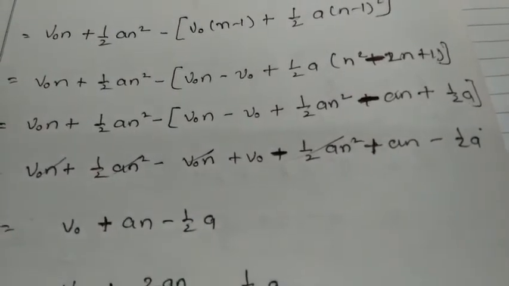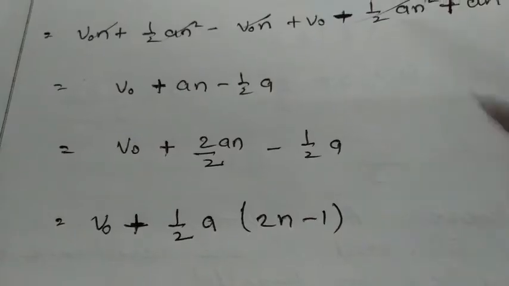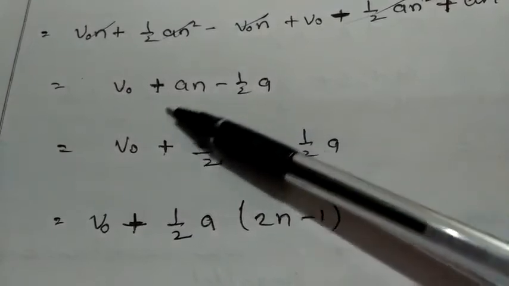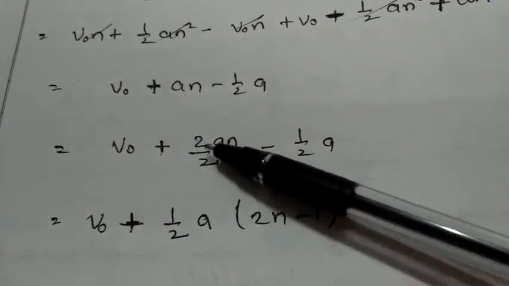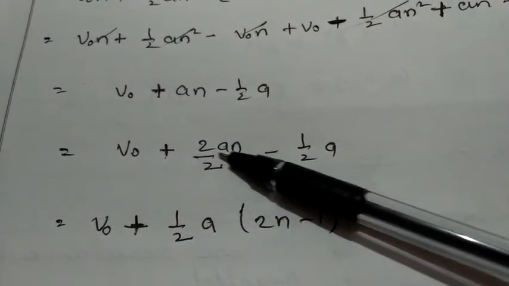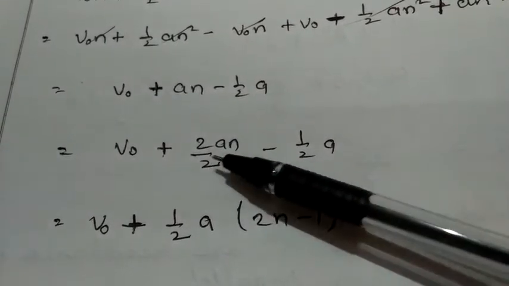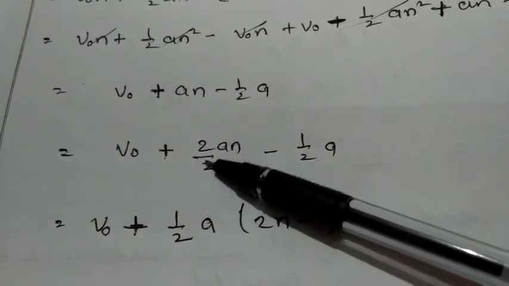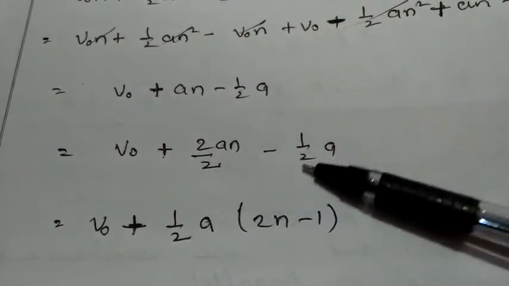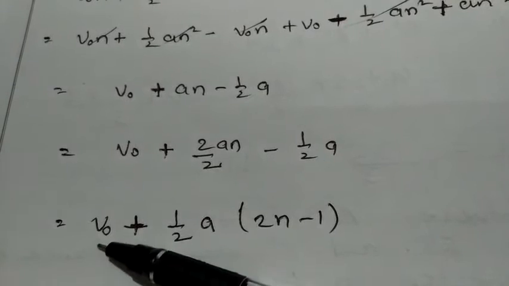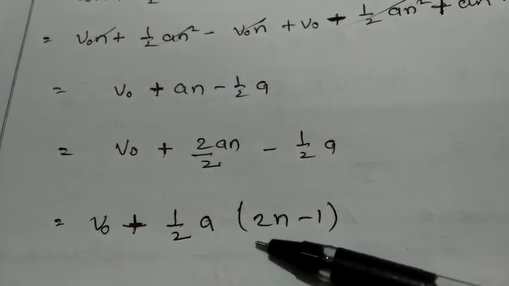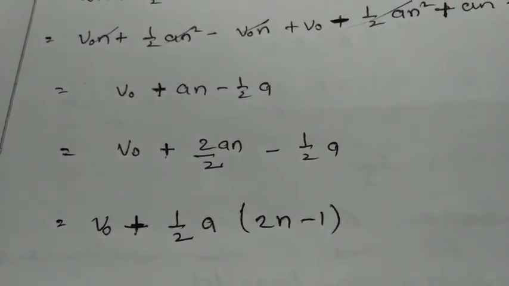Then to write it in standard form, what we have done is we have multiplied and divided by 2 here. Here 2 and 2, you can see 2 is multiplied with a n and divided. Then here half a and here half a we have taken as common and taken it out. So we have v naught plus half a in bracket 2n minus 1. So like this we have got the final equation.